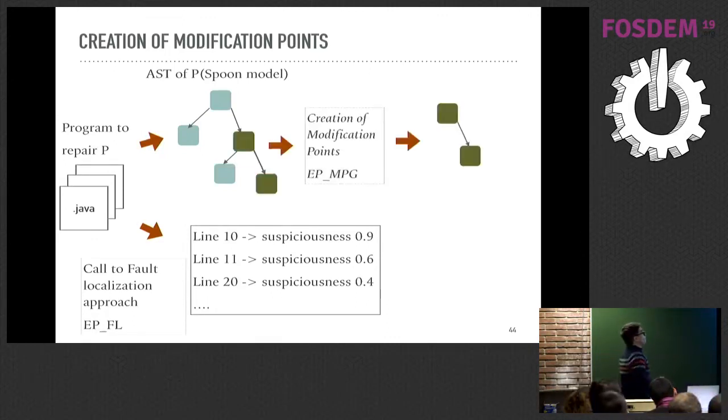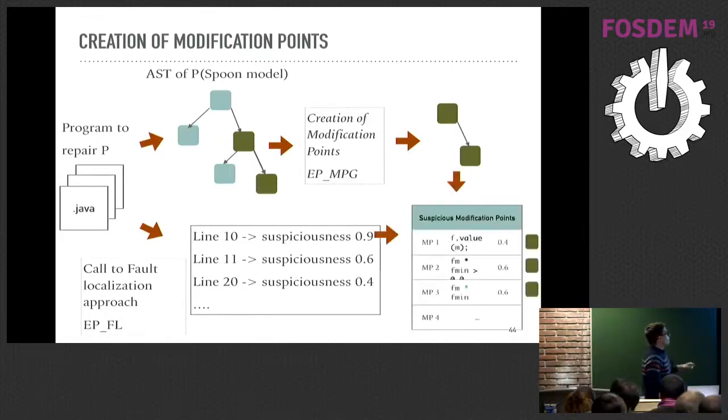Then we say, okay, given an AST, we are interested in only some subset of AST nodes. That is according to the granularity of the modification point that we want. Imagine that we want to work at the level of statements, we only choose the nodes that are statements. Or if we want to work at the level of Boolean expressions, we only choose the nodes that are Boolean expressions. And then we create the modification point by combining the information from granularity and suspiciousness.